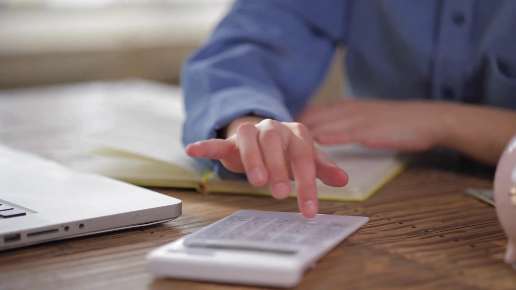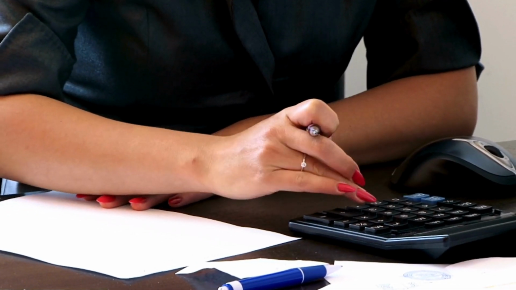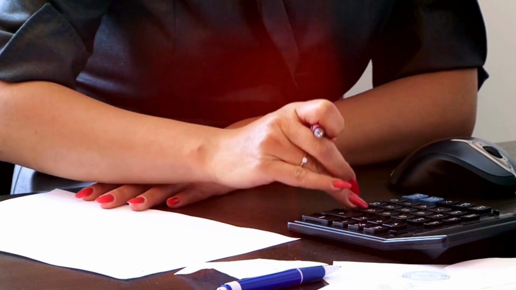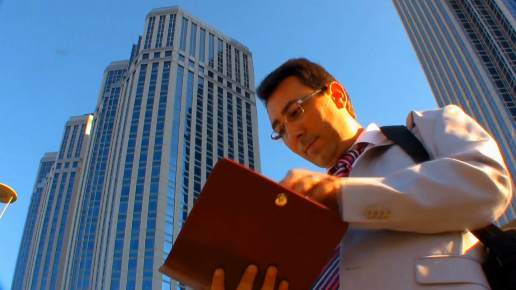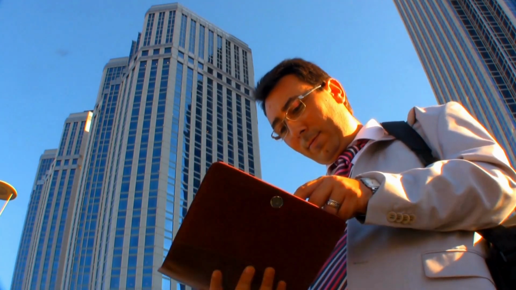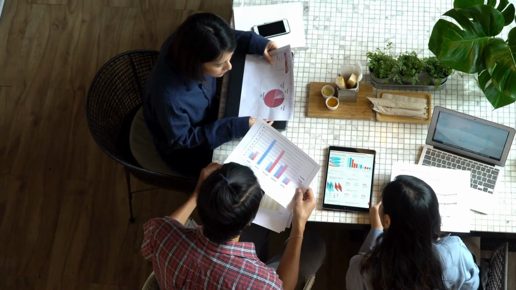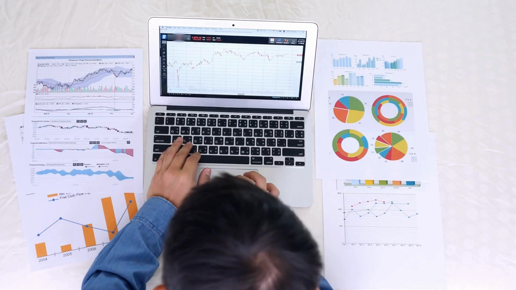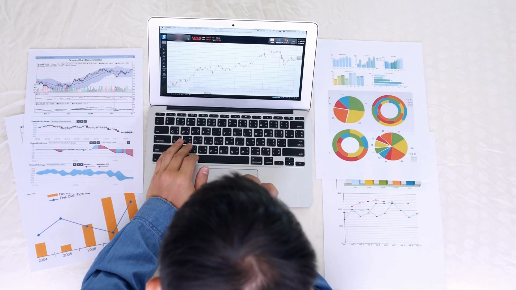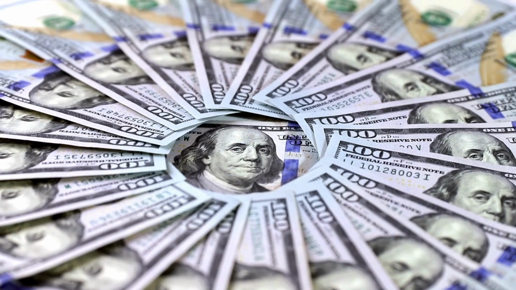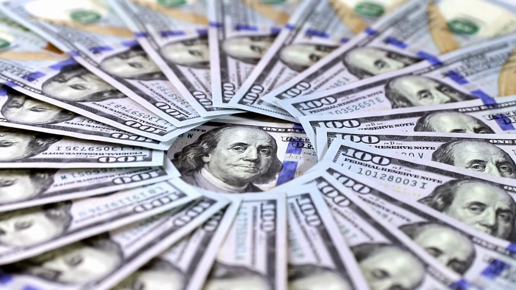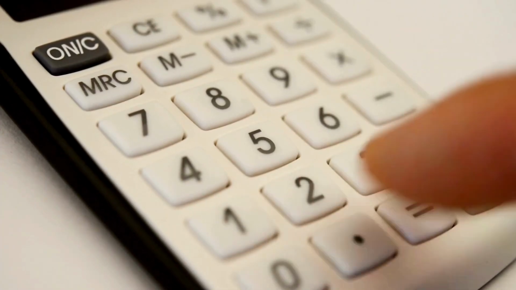Now that we have covered some basics of offset finance, let's look at some real-life examples of how it can be used successfully in different situations. One of the most popular examples of offset finance is the use of mortgage offset accounts. A mortgage offset account is a savings account that is linked to your mortgage loan. The balance in your offset account is deducted from your mortgage balance before interest is calculated. This means that you are effectively paying less interest on your loan and saving money in the long run.